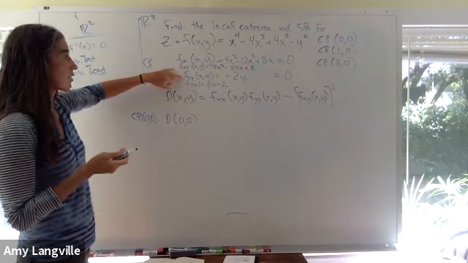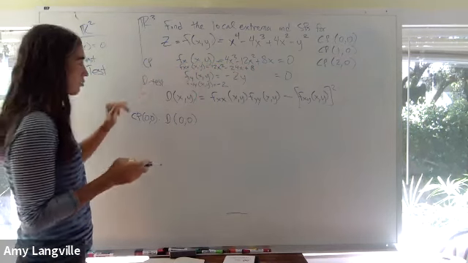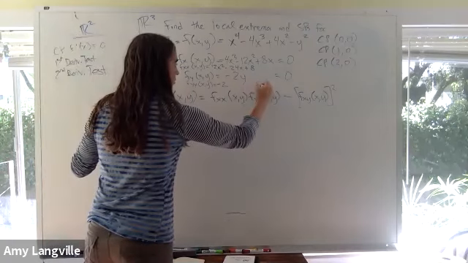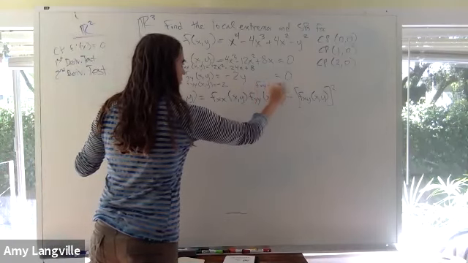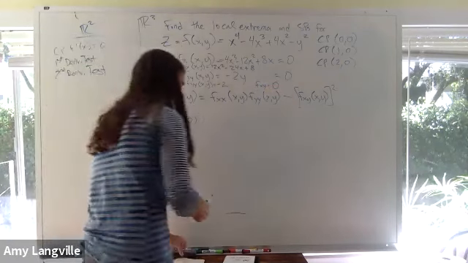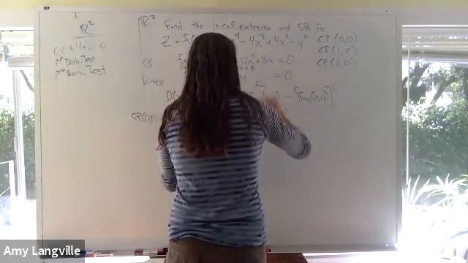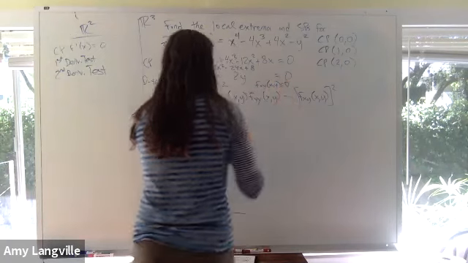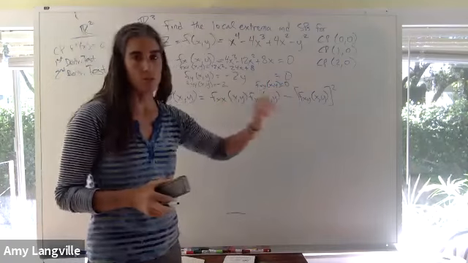F sub yx is 0. F sub xy is 0. So I'll stick that over here. F sub xy is 0. And that's for any x, y, right? I guess I'm being sloppy on that, but I should write it. For any x, y it is 0. So it doesn't matter what x, y you gave me, it's always going to spit out 0.